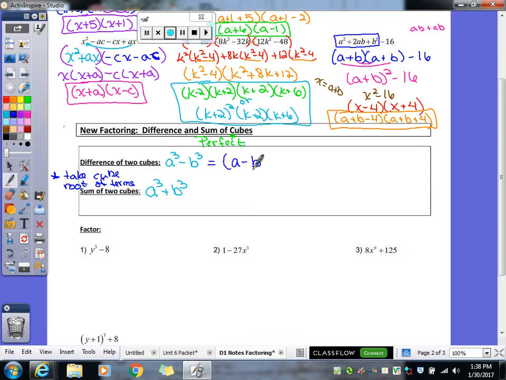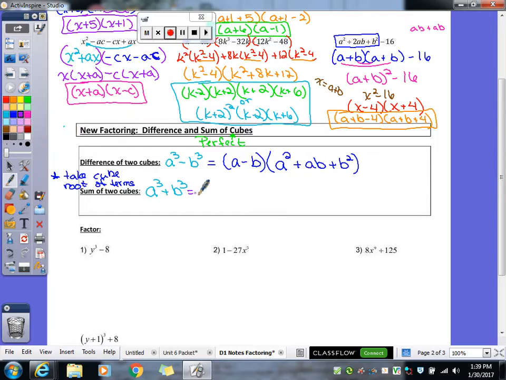So the way this would end up factoring is it would start as a minus b, so your first term minus your second term, once you take the cube root of them. And then it's your first term squared plus the two of them multiplied plus your second term squared. And as we do examples, I promise that'll get a little bit easier. That's always the formula for when you're doing the difference of them.